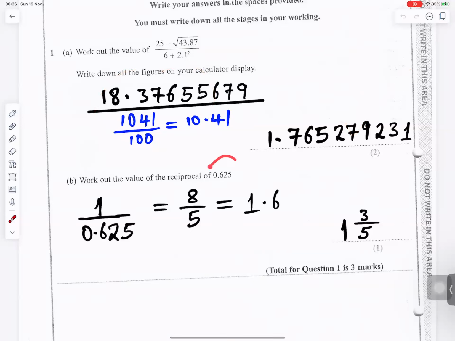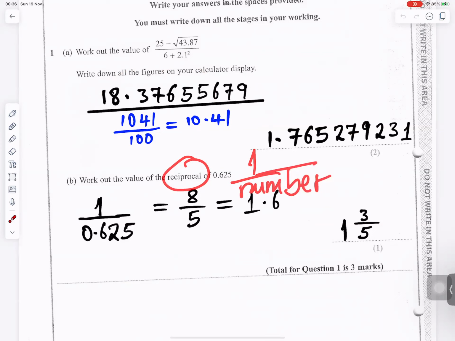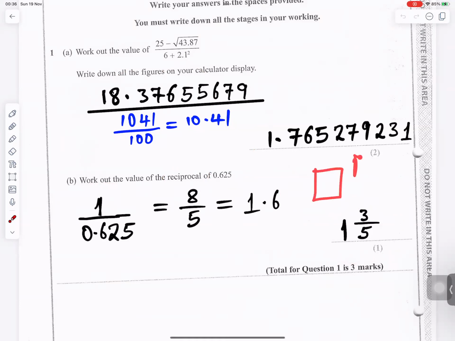And then work out the reciprocal of 0.625. Reciprocal means 1 divided by the number. So 1 divided by 0.625, you get 1 and 3/5. And on your calculator, there's a button like that. That will change it to a mixed number.